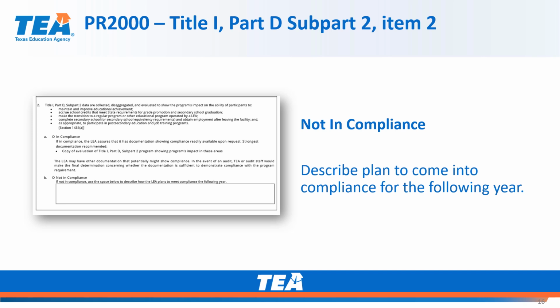If the LEA is not in compliance with this requirement or does not have such documentation, the LEA should select the red button indicating not in compliance and use the space provided to describe how the LEA plans to come into compliance for the following year.